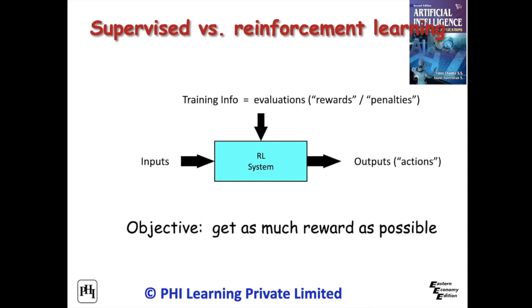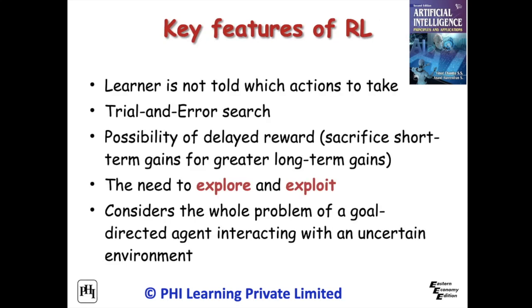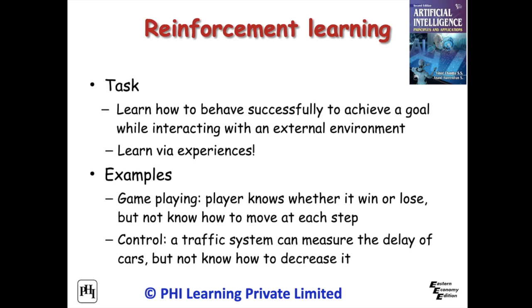The training information contains evaluations, rewards and penalties. In reinforcement learning, the desired target outputs are dependent on the learning process. Outputs from reinforcement learning are not simply output values but actions. Key features of reinforcement learning are given here. The major task of reinforcement learning is to learn how to behave successfully to achieve a goal while interacting with an external environment. Games are examples.